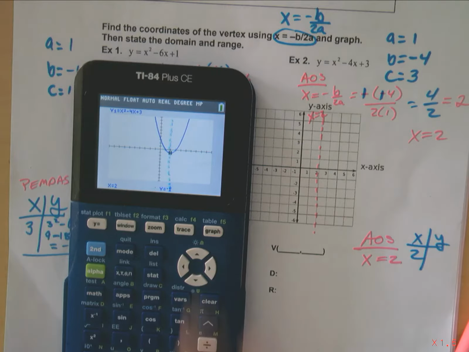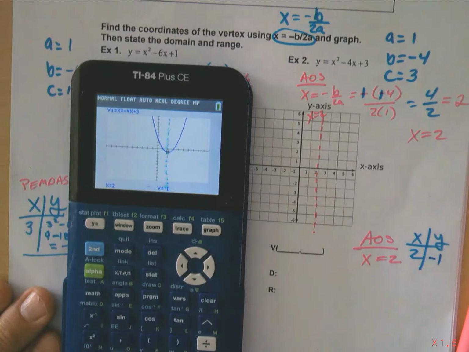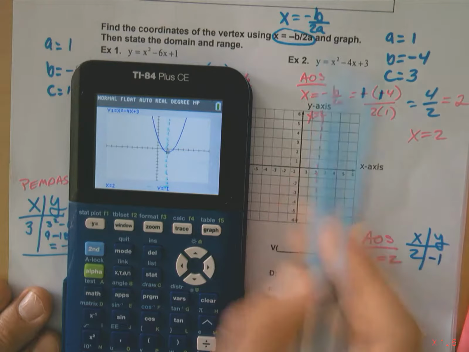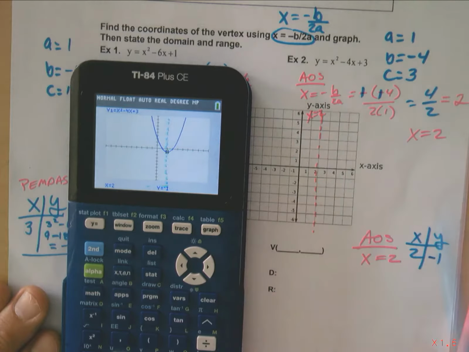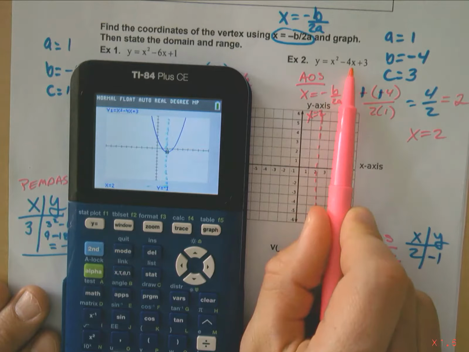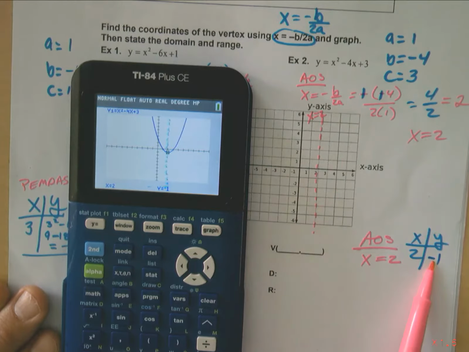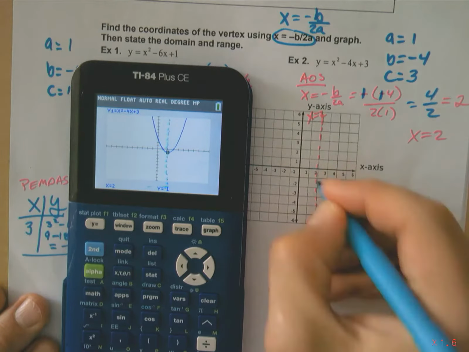Okay, so I plugged in 2 and I got negative 1. You could also do this by hand. Plug in 2. 2 squared is 4. Negative 4 times 2 is negative 8, so 4 minus 8 is negative 4, and then plus 3 is negative 1. So you can do it different ways. You can do it by hand, do it using your calculator. Okay, so I'm going to go ahead and graph 2, negative 1 as my vertex.